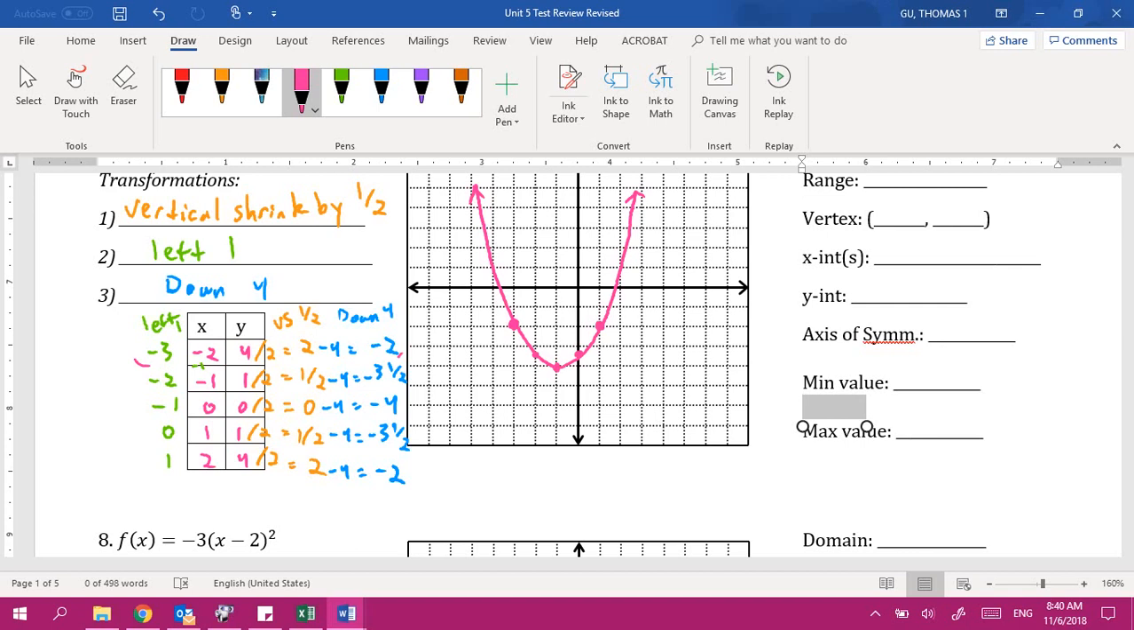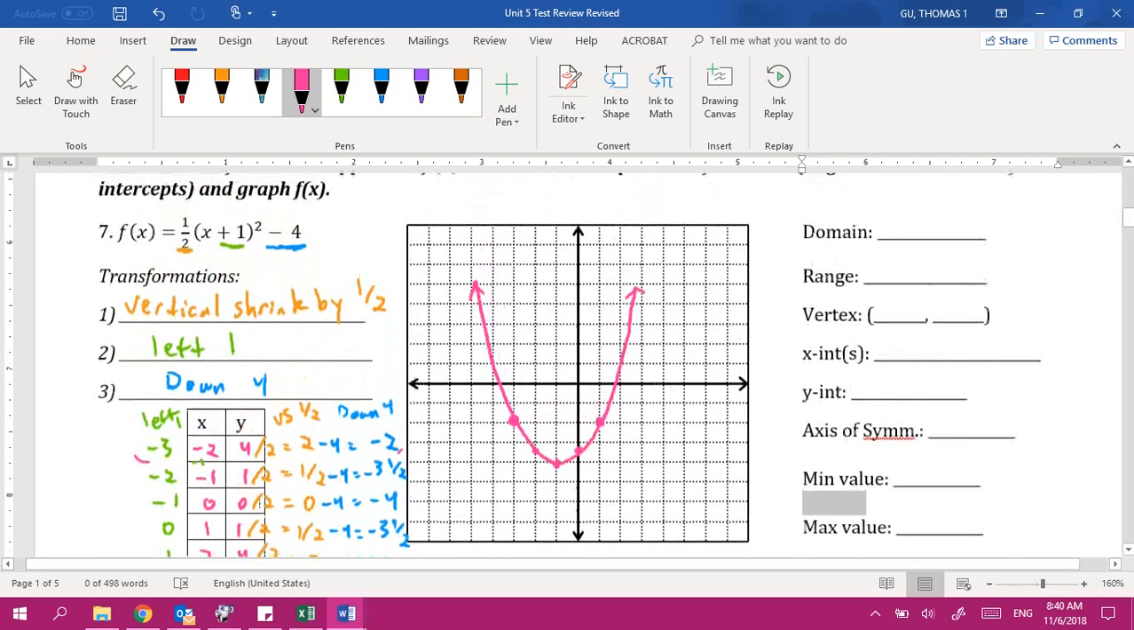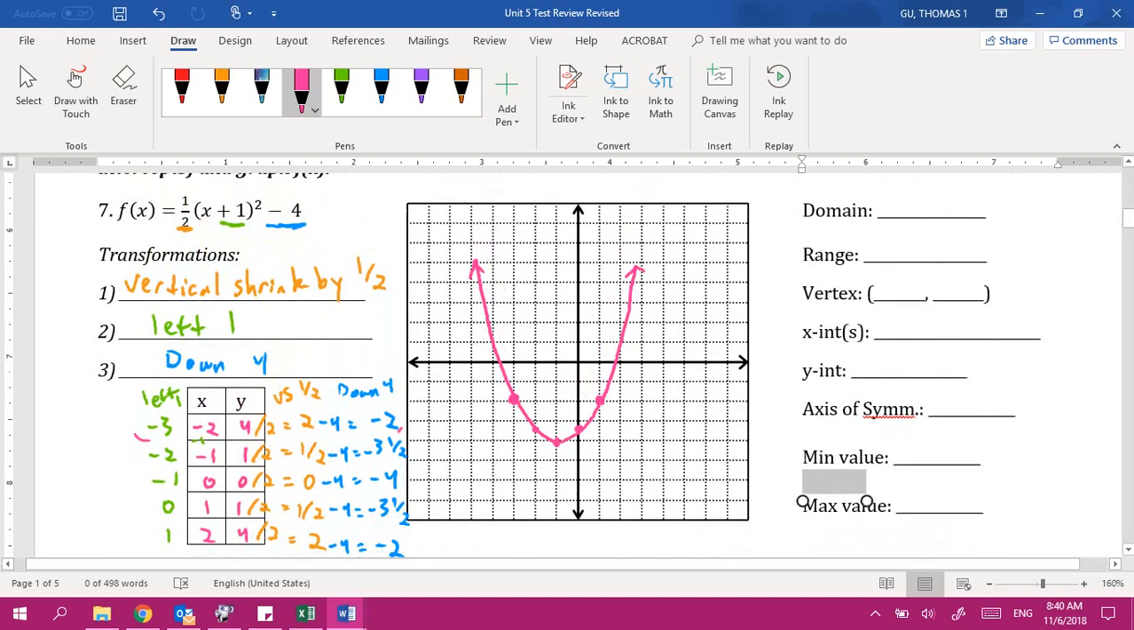Okay, and so now we need to identify all of the attributes they told us to find. So what is the domain here? Negative infinity to positive infinity. And remember, this is always the same, right? It's always the same. That's the freebie. The domain is always negative infinity to positive infinity. So you could literally on the test just go to any blank that says domain and write that in there.